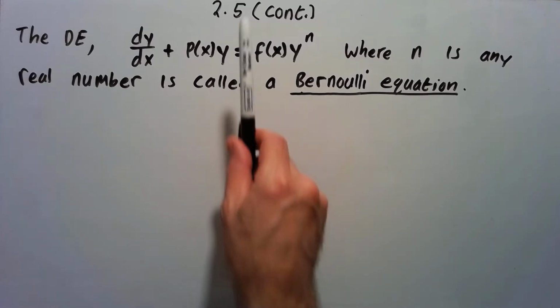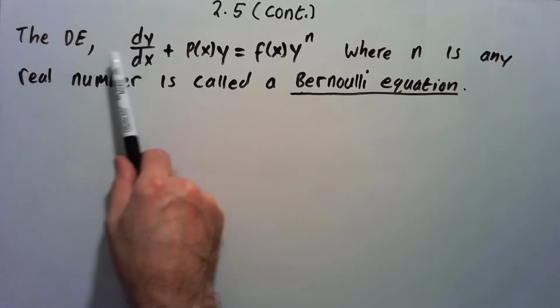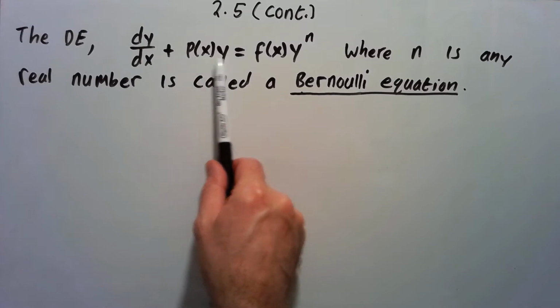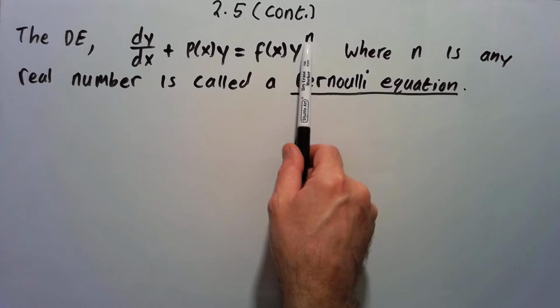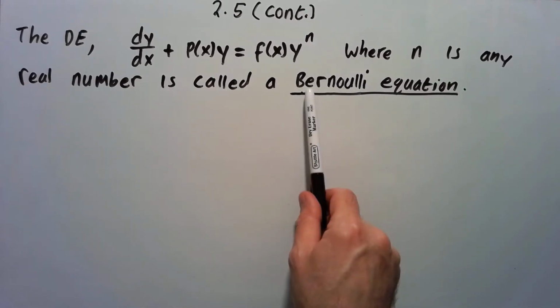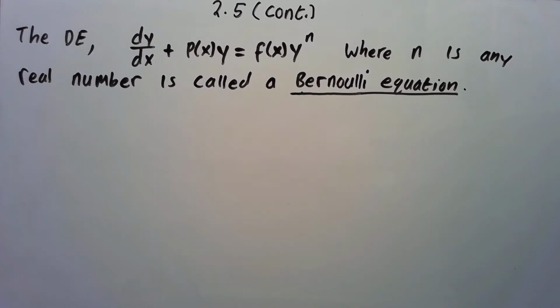Okay, so this is section 2.5 continued. So the differential equation dy/dx plus p(x)y, so p is a function of x, equals some function of x times y to the n, where n is a real number, is called a Bernoulli equation. Okay, now we're going to look at a theorem on how we can solve these Bernoulli equations.